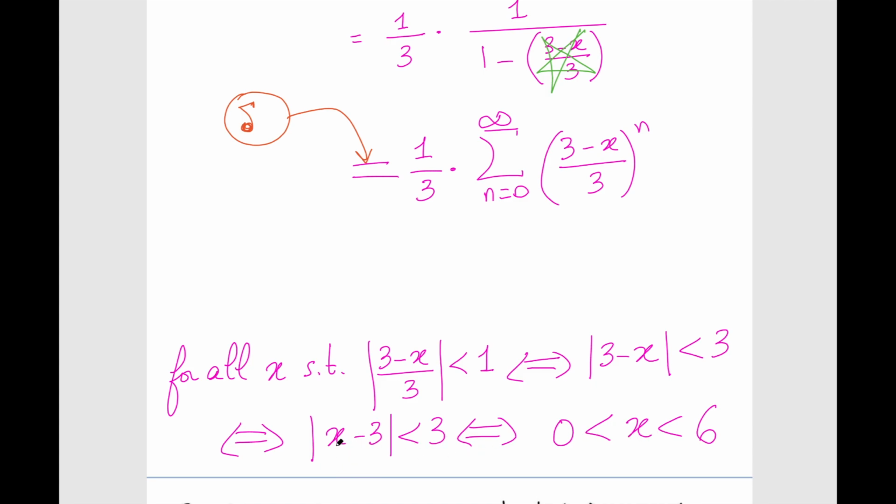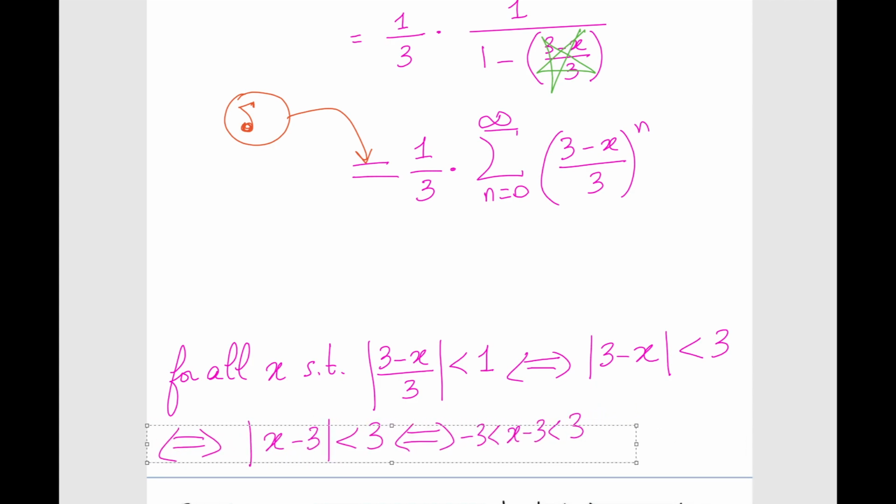Because this means that x minus 3 is between minus 3 and 3, right? This is what this means. And then if you add 3 to all sides, you get that 0 is less than x less than 6. Okay, so that's the interval of convergence. How about we call it IOC? Okay, interval of convergence. Very good.